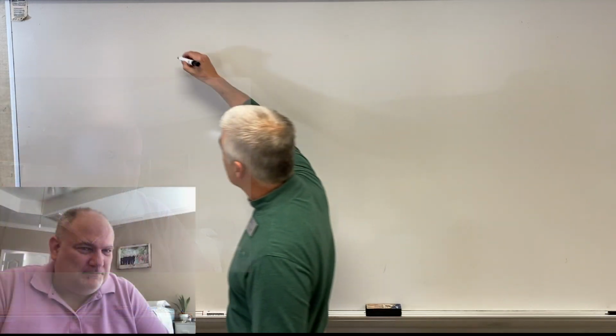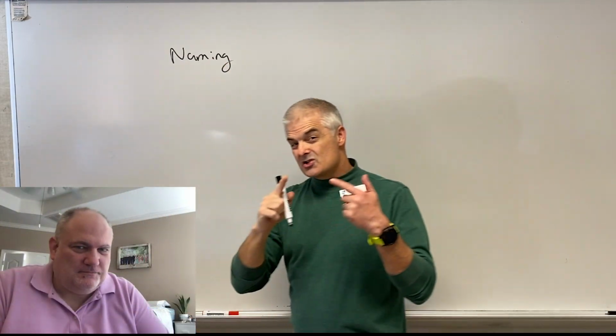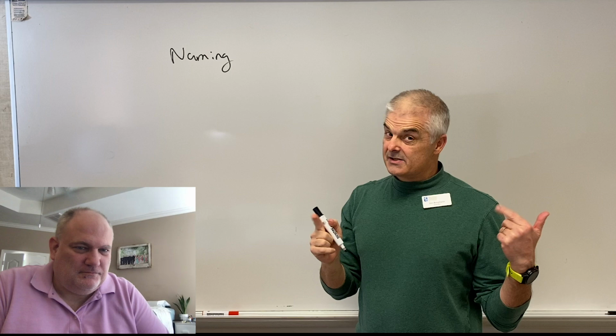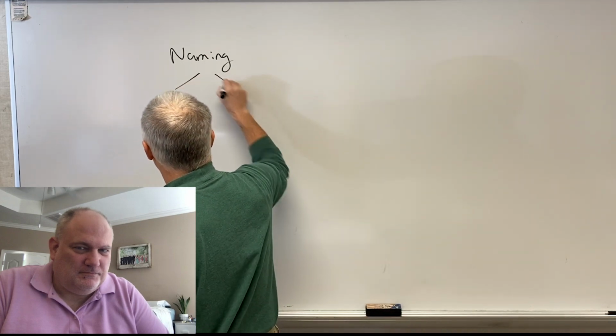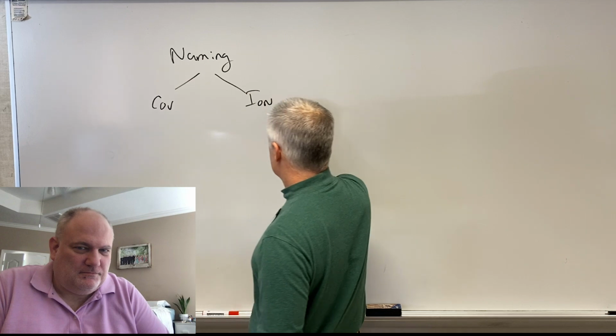So before we start this unit, we need to go back and remember some things that we've been doing before, right, Mr. Dmitrievich? Been a while, hasn't it? Yeah. So we want to talk about how to name. When we're doing naming, if you recall, there are two main categories of naming compounds: naming covalent compounds and naming ionic compounds, right?